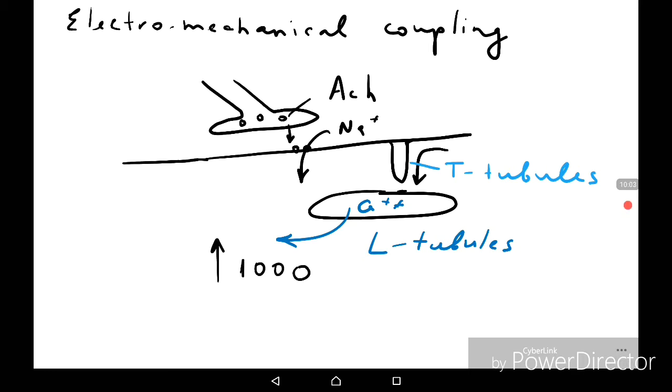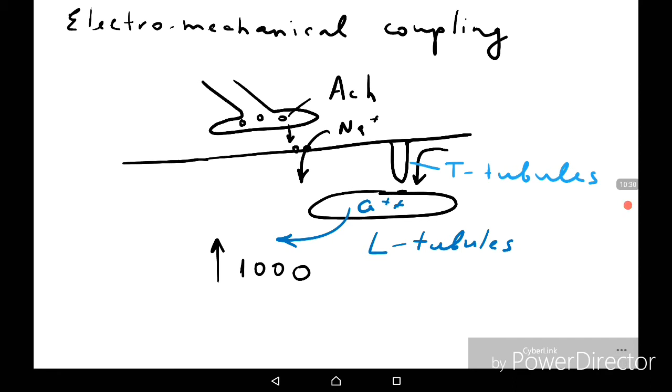So, therefore, the calcium concentration rises 1,000 times in comparison with the resting state. So, calcium is responsible for the electromechanical coupling. So, what does calcium actually do? To discuss this topic, we should say that there are specific proteins in the muscle.